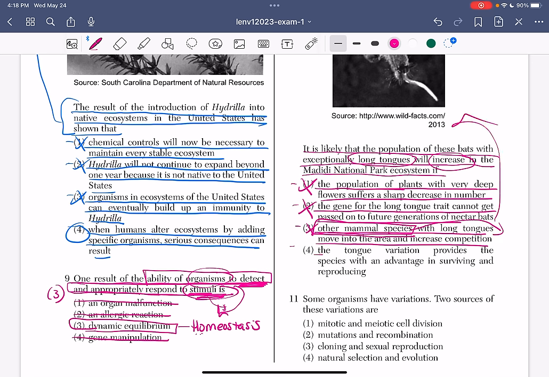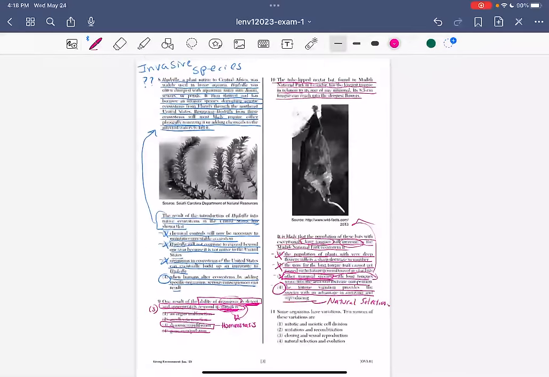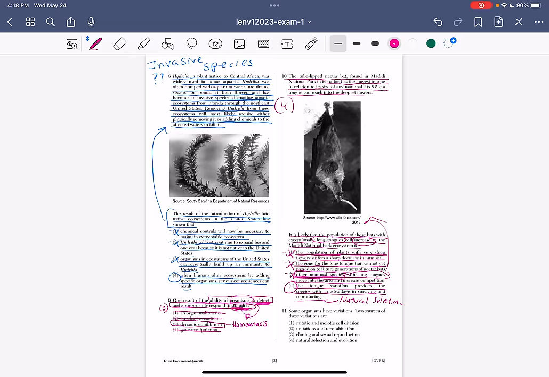The answer has to be 4. The tongue variation provides the species with an advantage in surviving and reproducing. So this is natural selection. This is what it's testing for number 10. So choice 10 is 4.